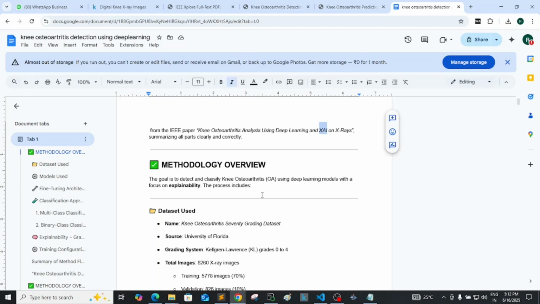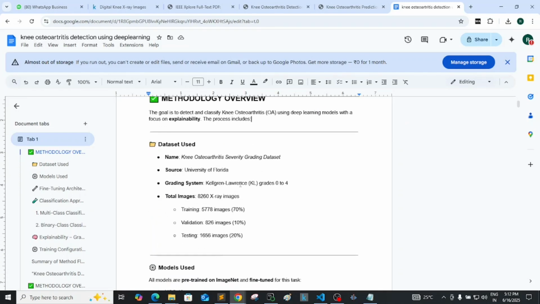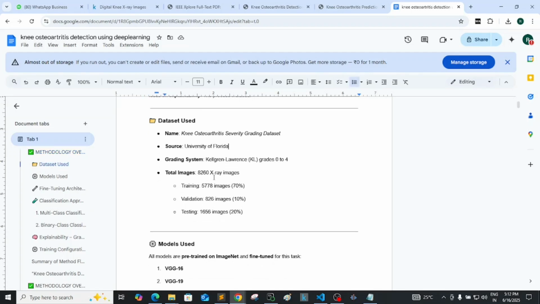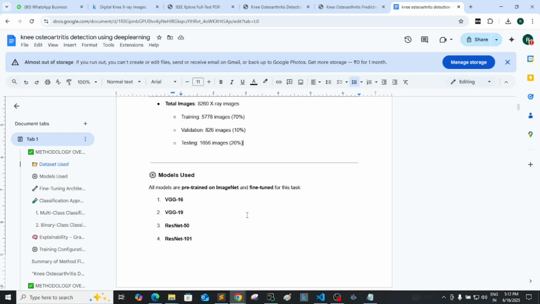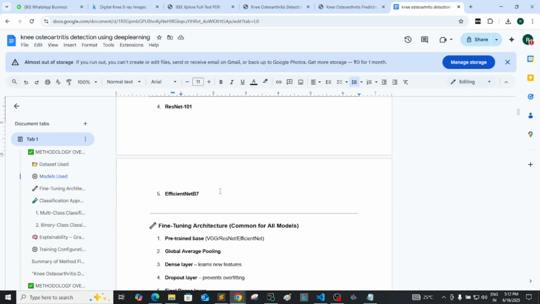We'll discuss those things. First, in the existing paper, the dataset they used is the Knee Osteoarthritis Severity Grading dataset from the University of Florida, and the total images they are using is 8,260 X-ray images. They are splitting 70% for training, 10% for validation, and 20% for testing. Models used in this paper are VGG16, VGG19, ResNet 50 and ResNet 101 with EfficientNet B7.